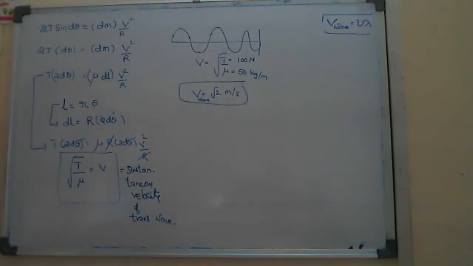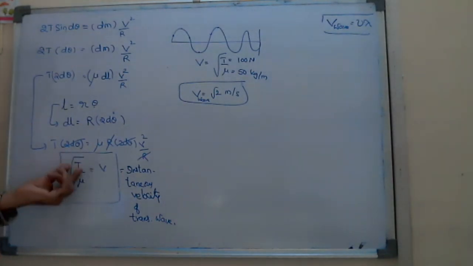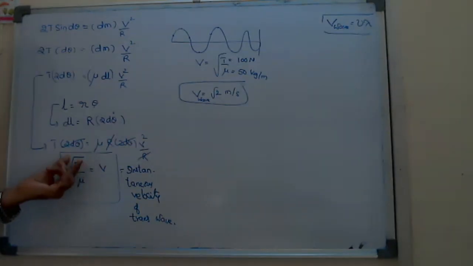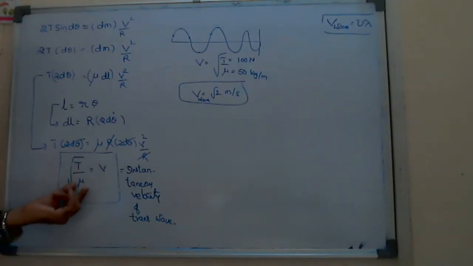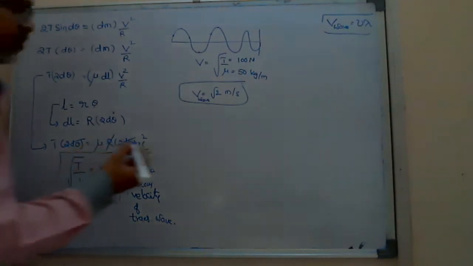So here we can understand that the velocity of the transverse wave will change if the tension is changing from point to point, or mu is changing from point to point, or the ratio is changing from point to point. Then you may ask, sir, is it possible? Then I am taking one condition here.